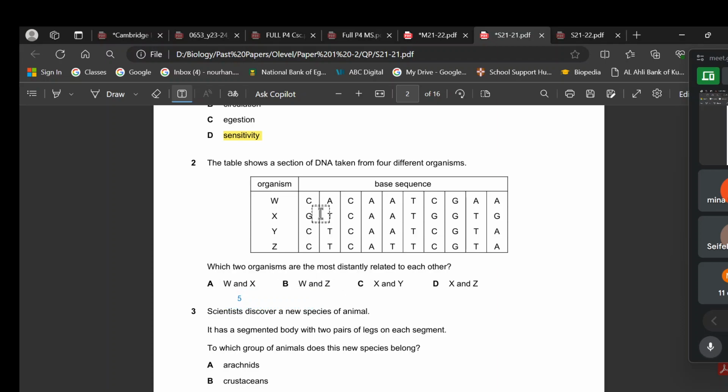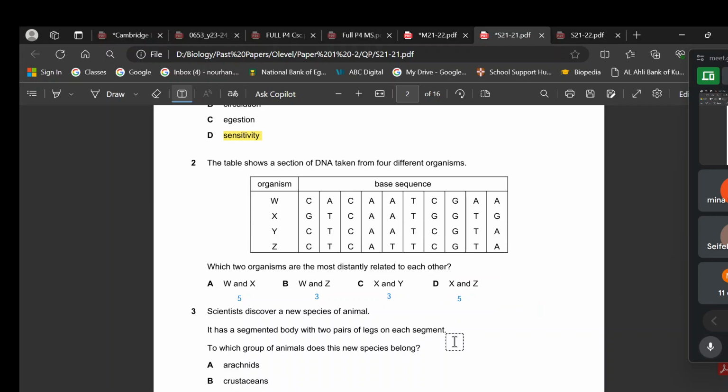Okay, what about W and Z? This is 1 difference, 2 differences, 3 differences only. What about X and Y? 1, 2, 3. Also 3. What about X and Z? This is 1, same. 2, same. 3, same. 4.